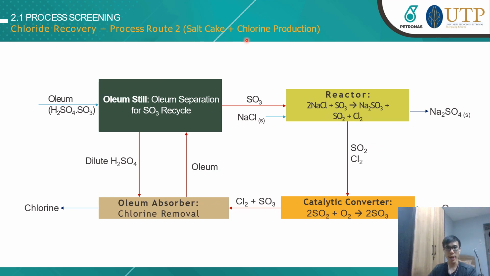Secondly, the salt cake and chlorine production route for chloride recovery is discussed here. Initially, solid salt reacts with sulfur trioxide gas made in situ to form salt cake, sulfur dioxide, and chlorine gas. The solid salt cake is removed while the gaseous products enter a reactor to partially oxidize the sulfur dioxide into sulfur trioxide. Subsequently, dilute sulfuric acid is used to absorb the sulfur trioxide gas, leaving chlorine gas escaping as a product. The sulfur trioxide is then recovered into the reactor via an oleum still unit.